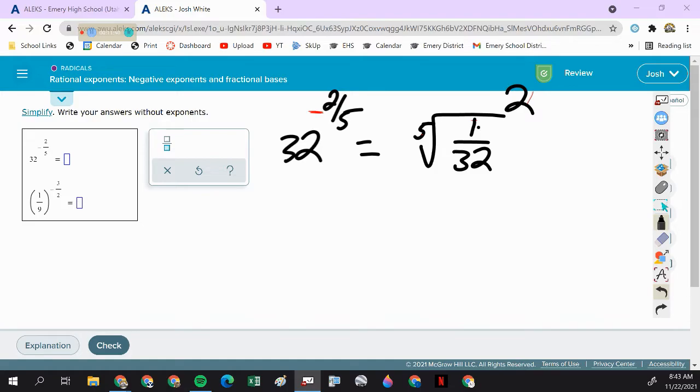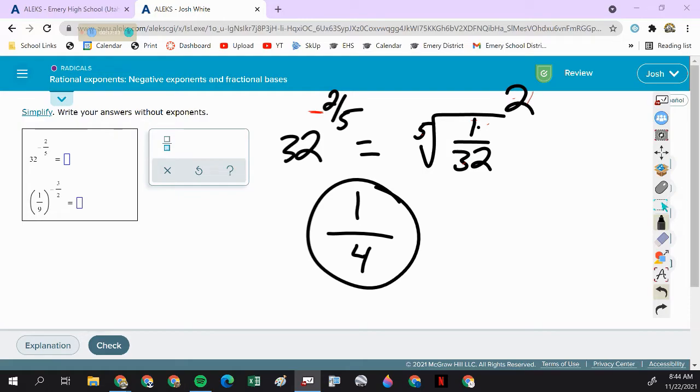It's just 1. What times itself 5 times is 1? 1. And what is 1 squared? 1. So the top is just 1. And the bottom is going to be the fifth root of 32, which is 2. And 2 squared is 4. So the answer is 1/4.